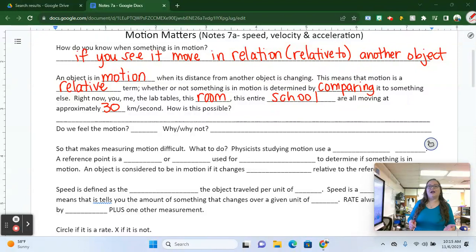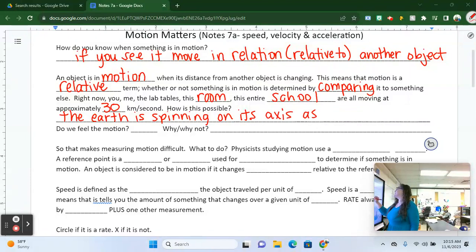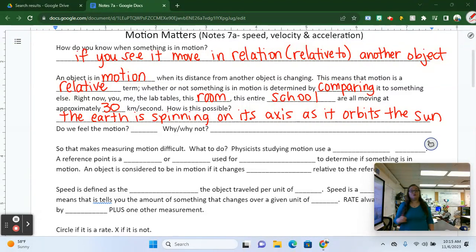How is this possible? How are we all moving that fast? Exactly. Because the earth is spinning on its axis as it goes around the sun. So we have two movements there. We have the spinning on the axis, and then we also have the fact that as it's spinning on its axis, it's going around the sun.